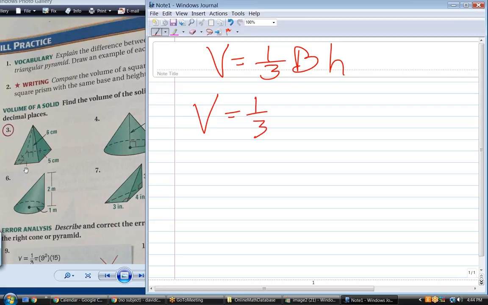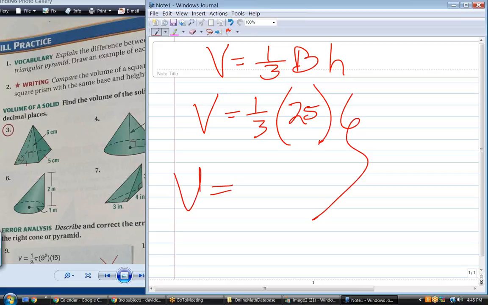The base looks like it's a right angle, so it's 5 by 5. Correct. And they tell you it's a square because they have a hash mark there, one there, one there, and one there. So we know all 4 sides are equal. Okay, so the area is 5 times 5, which is 25. What's the height? 6. Yep. Our volume is 50.